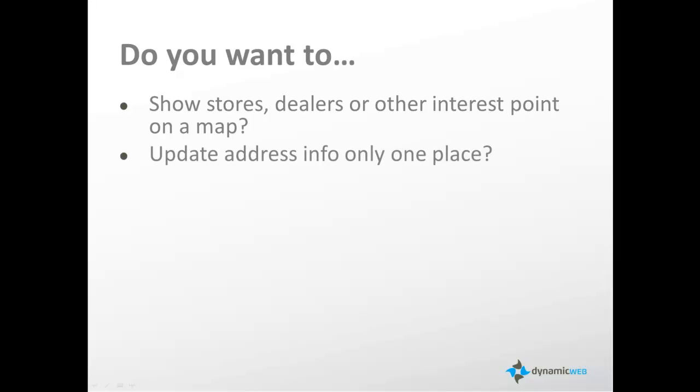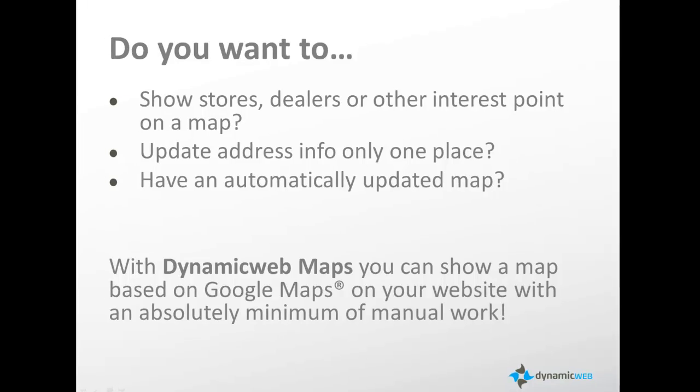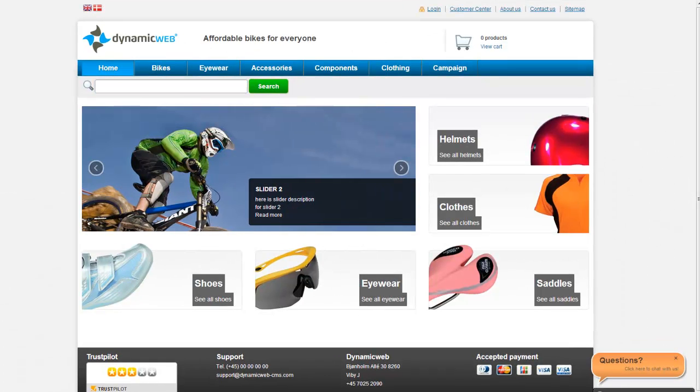And the geolocation information, which is based on the address of the store or the dealer, is being maintained within the user management. So it's all collected there, and it also has the ability to make automatic updates. So with the Dynamicweb Maps, you can show a map based on Google Maps, and the maintaining of the information is kept at a minimum amount of work.